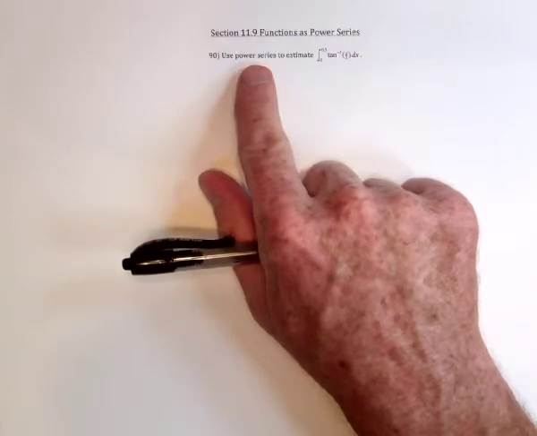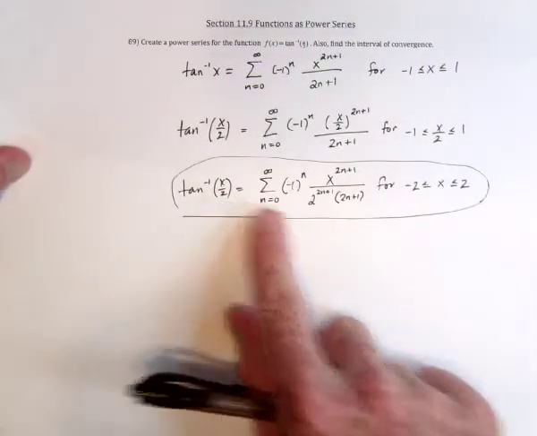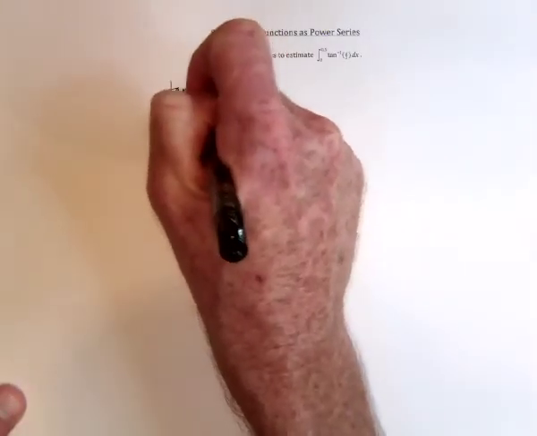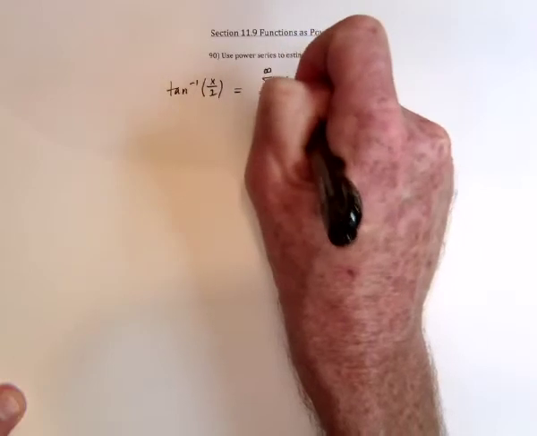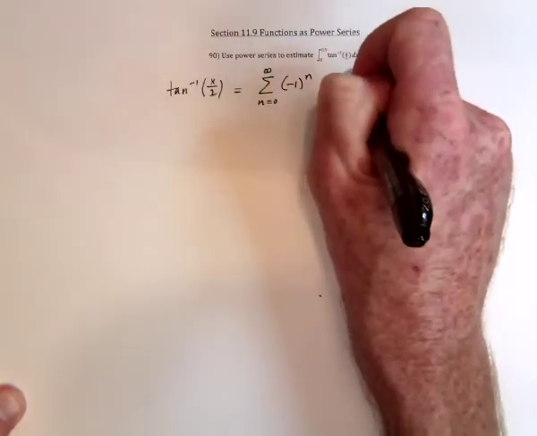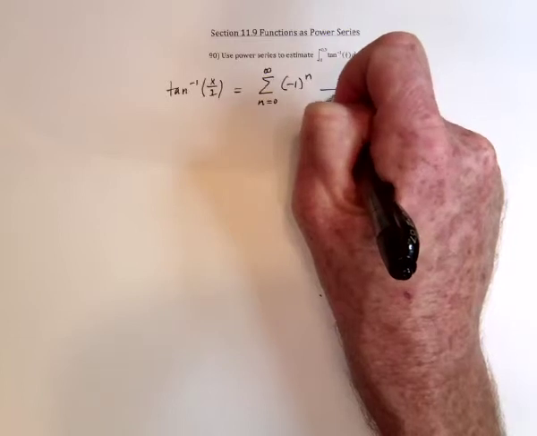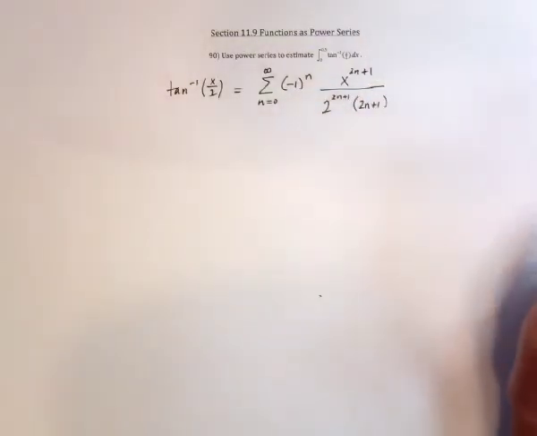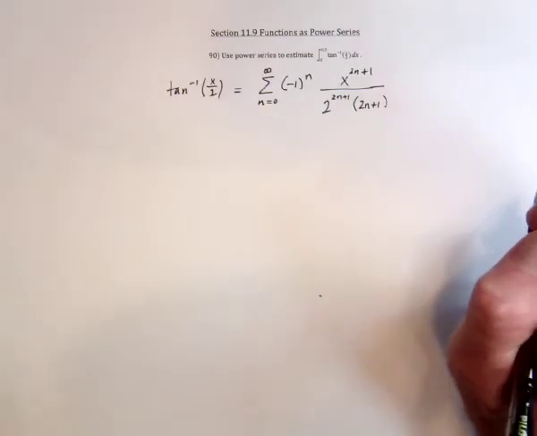In fact, in the previous podcast, I found that tangent inverse of x over 2 is equal to this power series. So we'll go ahead and use that as our starting point. So we've got tangent inverse of x over 2 is equal to, it's an alternating series. It's got x to the odd powers, 1, 3, 5, 7, etc. It's divided by 2 to that odd power, and then divided also by the odd number. And this is valid for x between -2 and +2, which is fine for this.